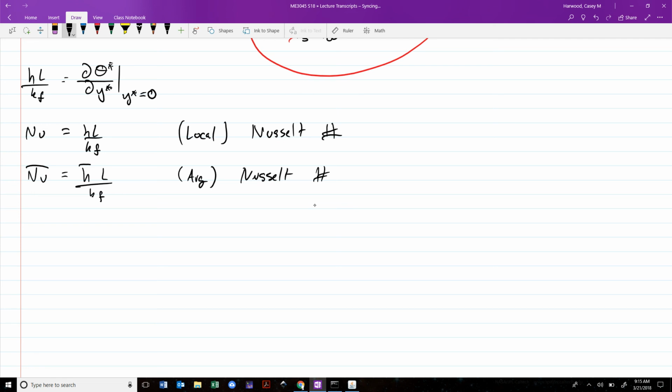And the beauty of these is that the local Nusselt number is a function of our position in space, which is the dimensionless x, times the Reynolds number and the Prandtl number. And the mean Nusselt number, because it's been averaged over our surface, stops being a function of x and simply becomes a function of the Reynolds number and the Prandtl number.